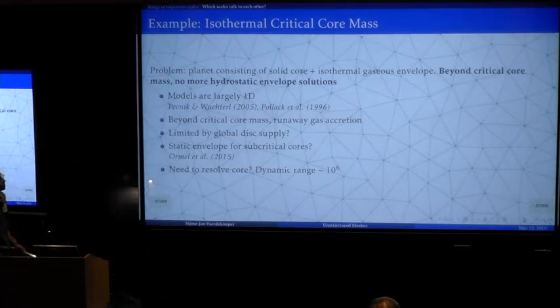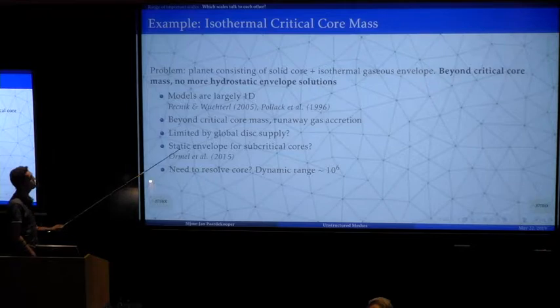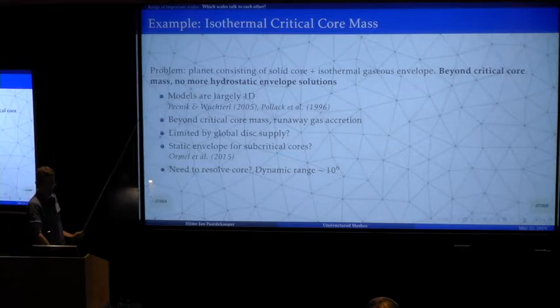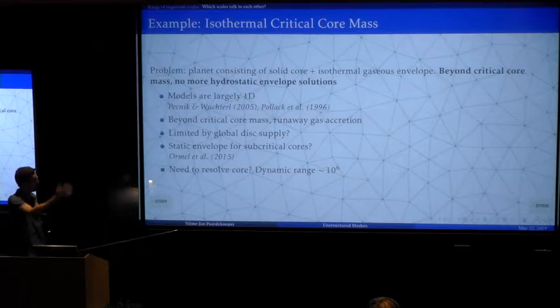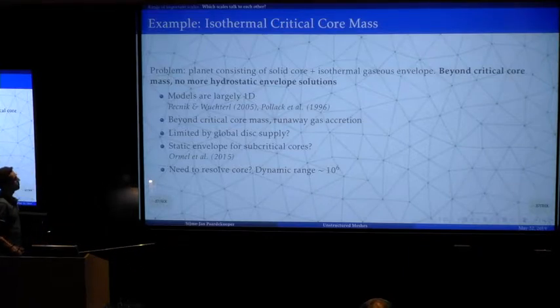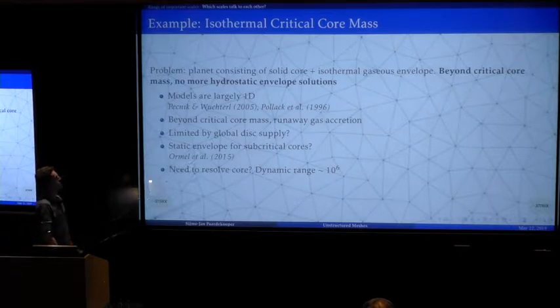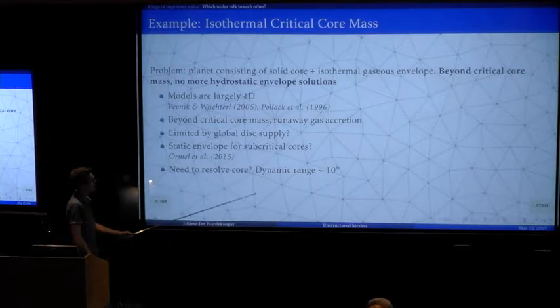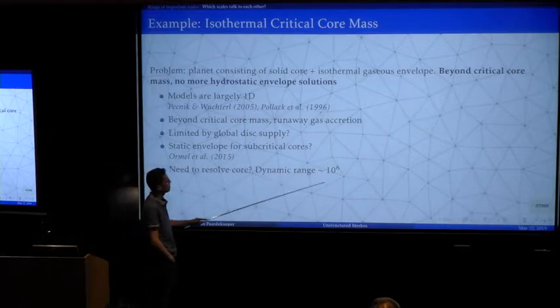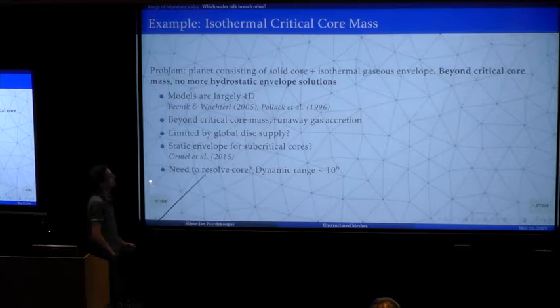The situation may be worse, as Chris was showing. If subcritical cores that don't attract a lot of gas also know they're in a disk, because the flow close to the planet is dictated by the fact they're in a disk, then we're in big trouble, because then we need to resolve both the global disk and this core. So then we're in the worst situation possible, with a dynamic range of 1 million.